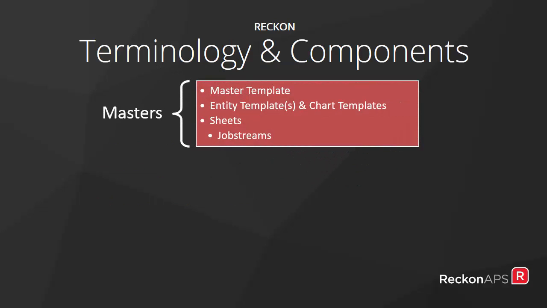Let us take a look at the main components and terminology. At the start of each financial year, Reckon will supply you with an annual set of masters, and these masters will include any of the following: a master template, some entity templates and perhaps chart templates, and hundreds of sheets. Those sheets within the templates are referenced by job streams, and job streams will be your financial reports, and there will be various combinations of those. They could be compliance related or non-compliance management accounts. They include things like income statements, profit and loss, balance sheets, notes, compilation reports, directors' declarations, etc. So these are all stored in what we call the masters, and they are mainly stored at a template level.